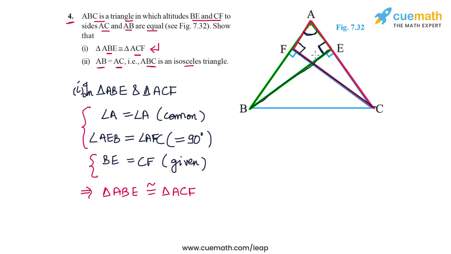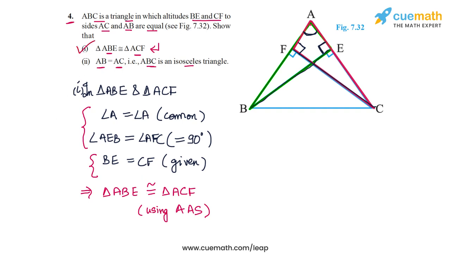I'm going to write it as the AAS because the equal side pairs are not included between the equal angle pairs. But remember that AAS is equivalent to ASA. It's just a matter of writing it differently. So I'm going to write using AAS congruence criterion. So the two triangles are congruent, and we've proven part 1.